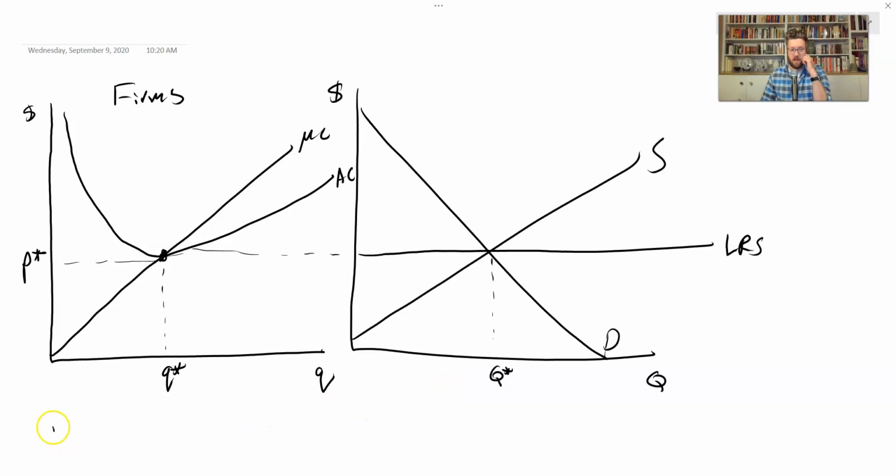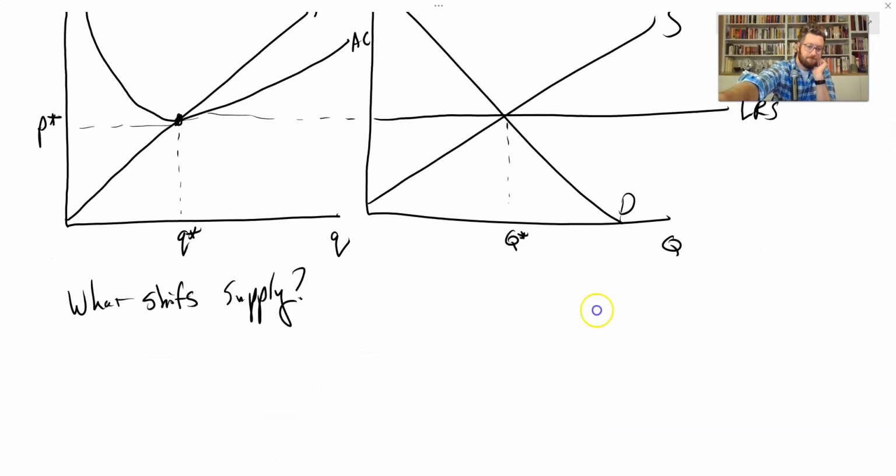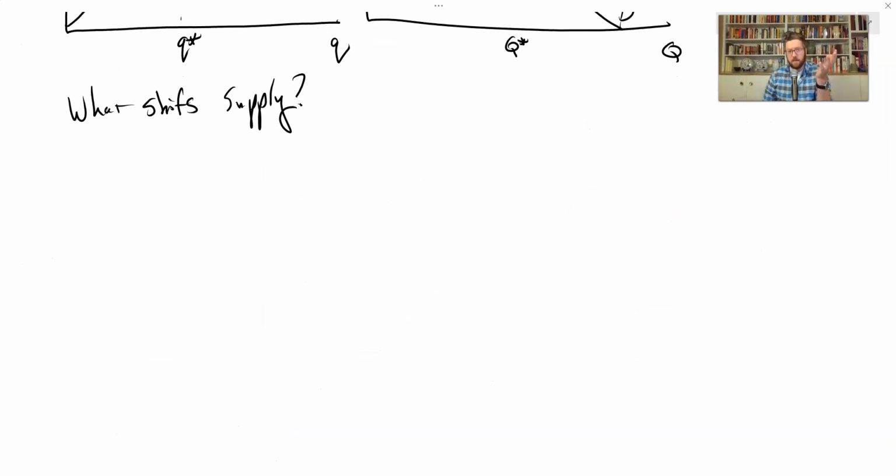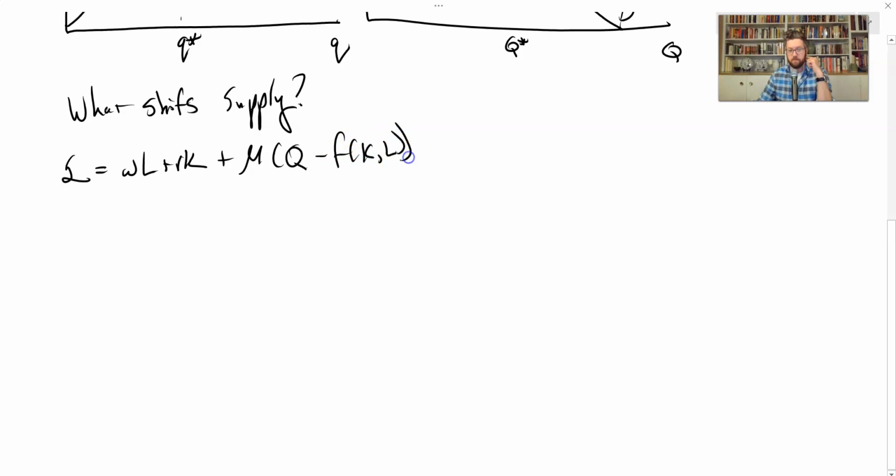What shifts supply? And again, this is where it's useful to remember where supply comes from. Supply comes from the cost function, right? And the cost function comes from solving the Lagrangian, where we add up the input costs and we have our production function here. Okay? So what shifts supply? Very clearly input costs.